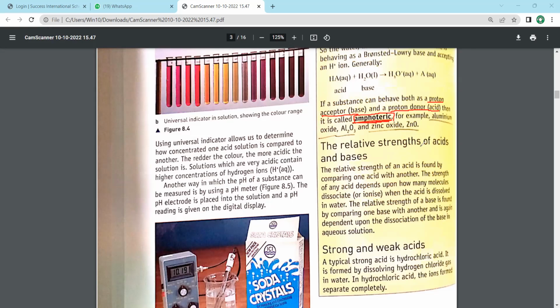Now you need to learn their examples. For example, aluminium oxide behaves as an acid as well as a base. Why do we call it acid or base? Because when you dissolve it, it donates a proton and also accepts a proton. In the same way, zinc oxide also behaves in the same way.